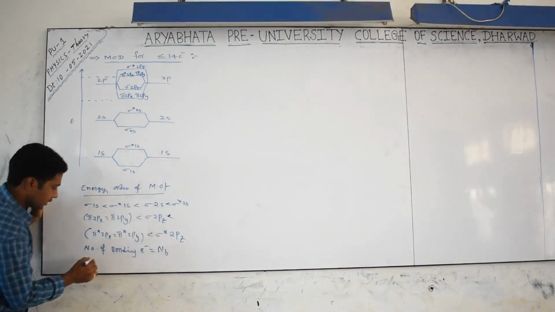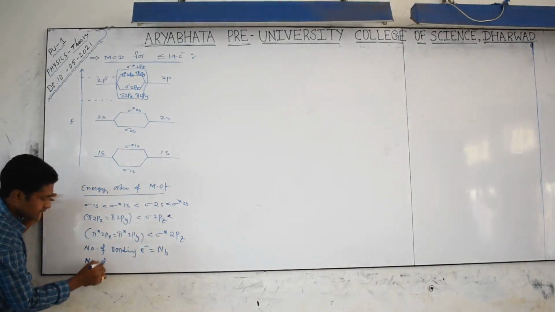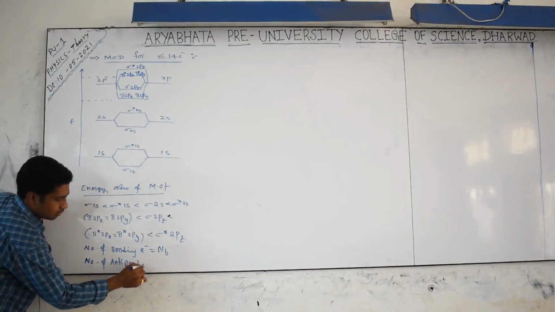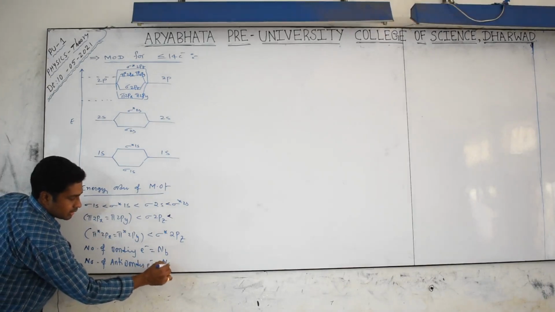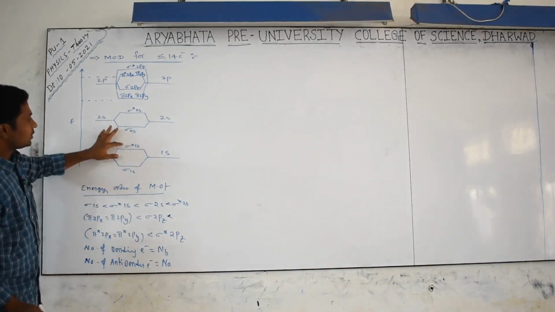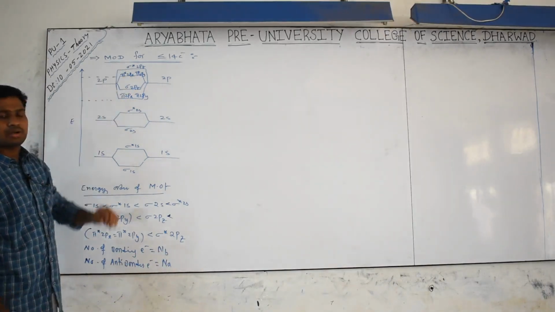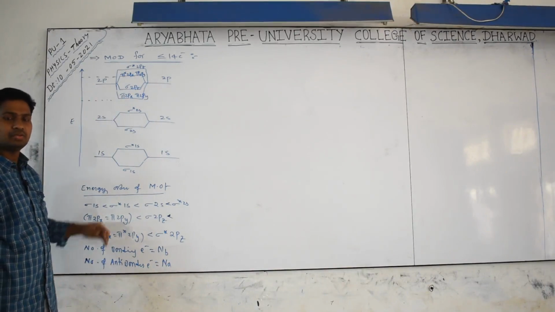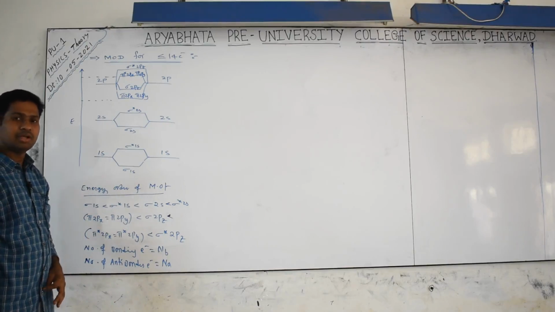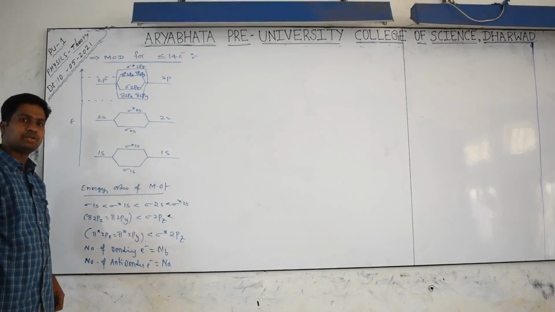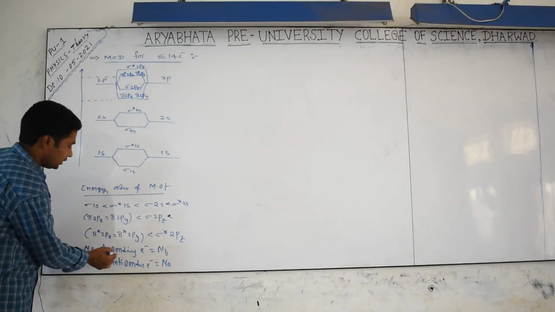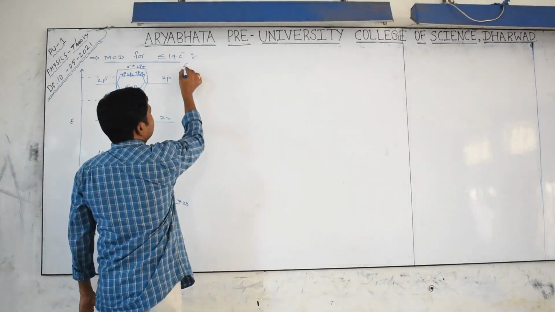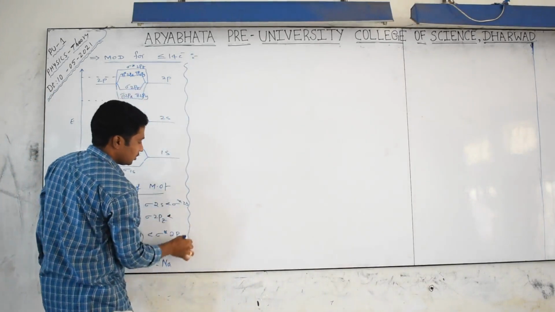And the number of anti-bonding electrons is denoted by Na. It means the electrons present in the anti-bonding molecular orbitals are called anti-bonding electrons, which is nothing but Na. So bonding electrons are denoted by Nb and anti-bonding electrons by Na, based on B and A. Now we are discussing some important concepts of molecular orbital theory.